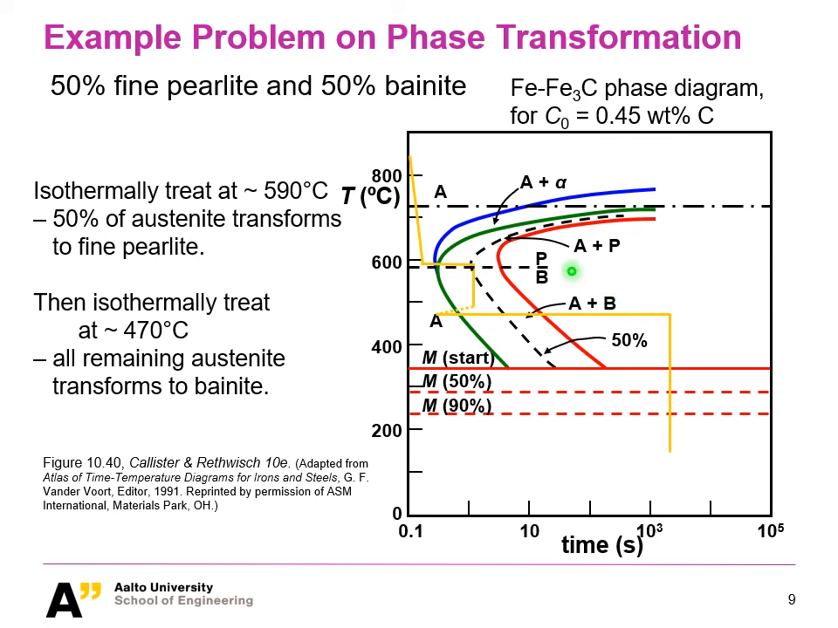That's why after this complicated temperature-time history, finally you will get 50% of fine perlite and 50% of bainite. All right, hopefully that helps you to further understand this example. And if you just capture the core of it, I think you will be able to master a lot of similar exercises. All right, thank you guys, and see you next week.